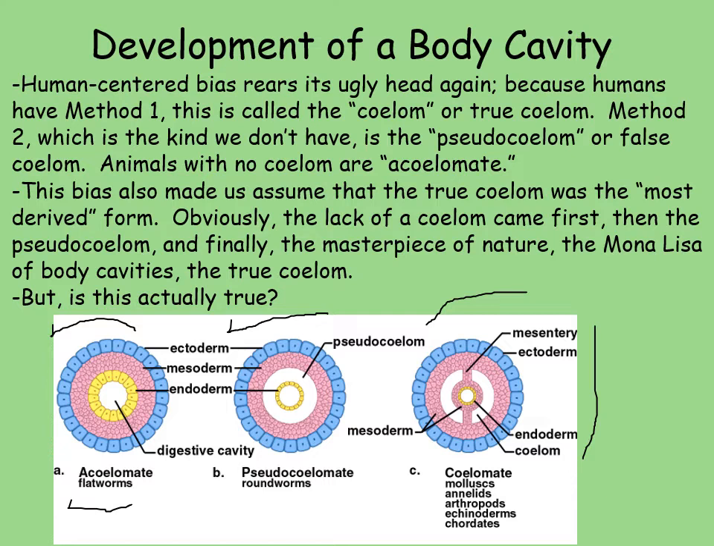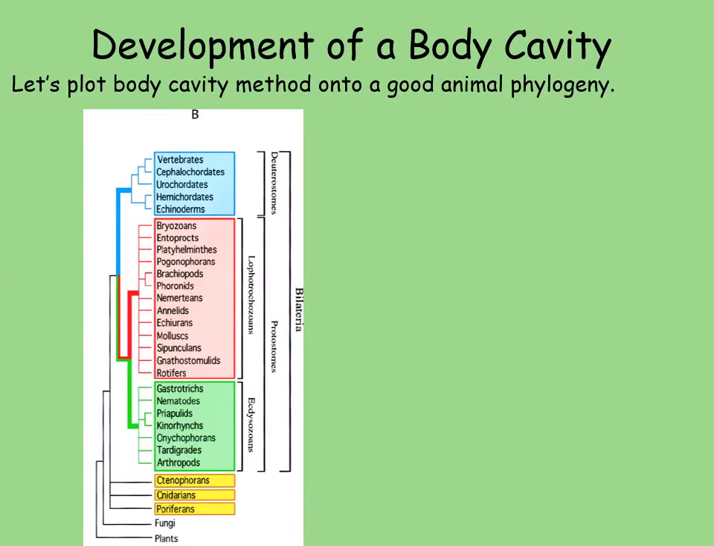So is it actually true? Is it actually true that the coelom that we have is the most derived form? So to answer this, and this is kind of a nice exercise in looking at our biases as humans, let's plot body cavity onto an animal phylogeny.